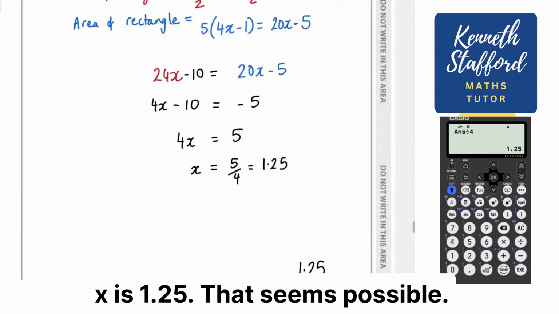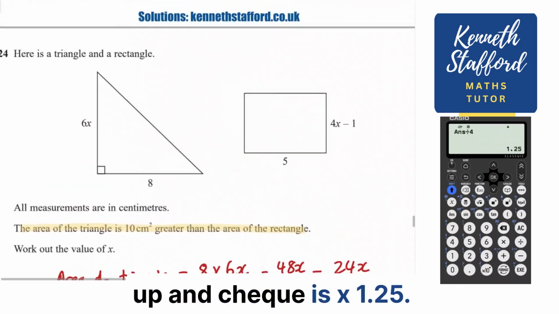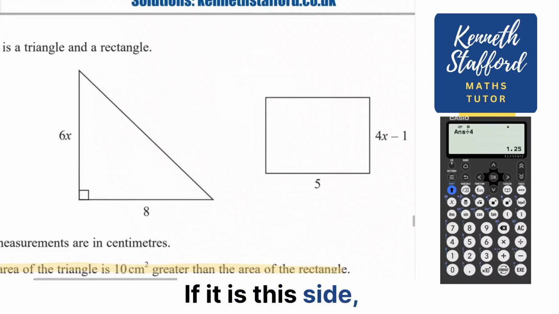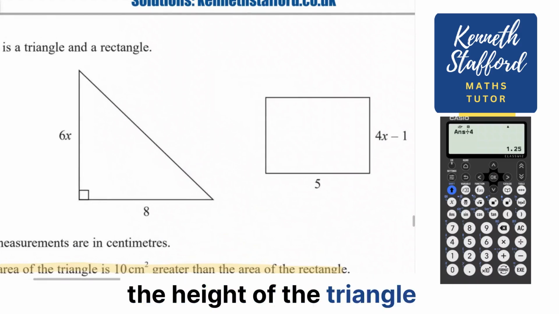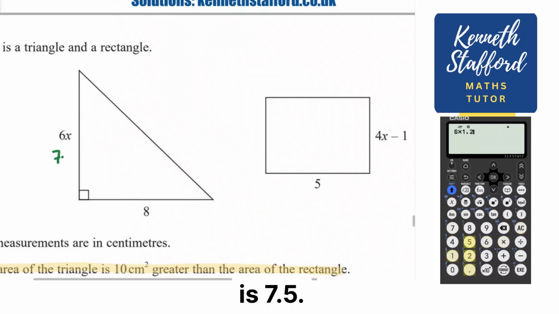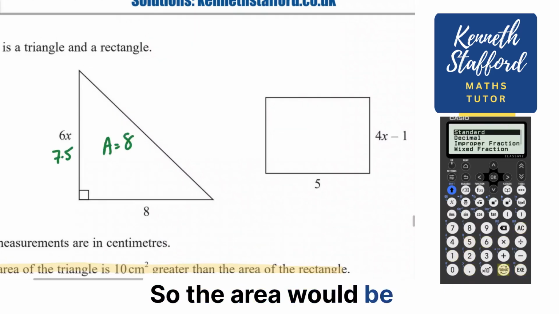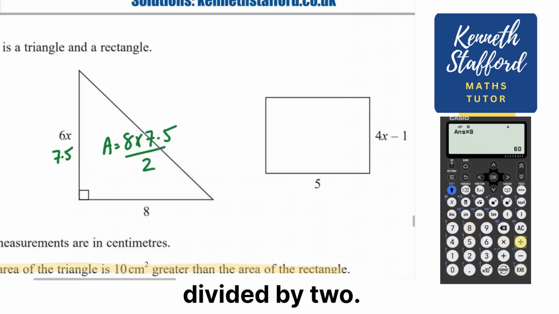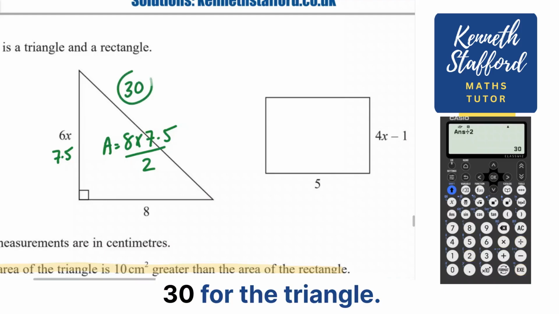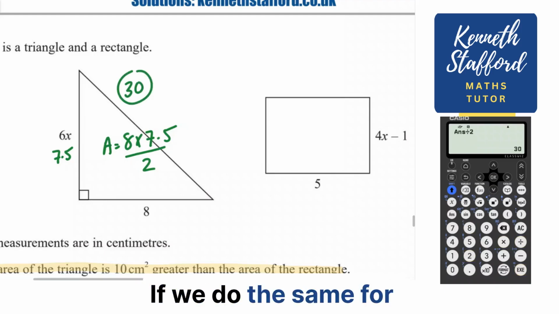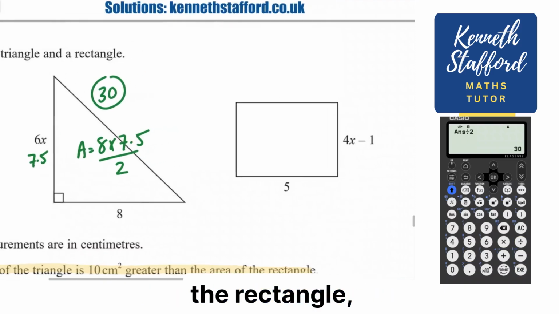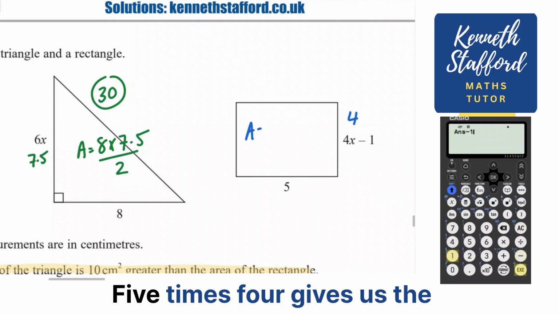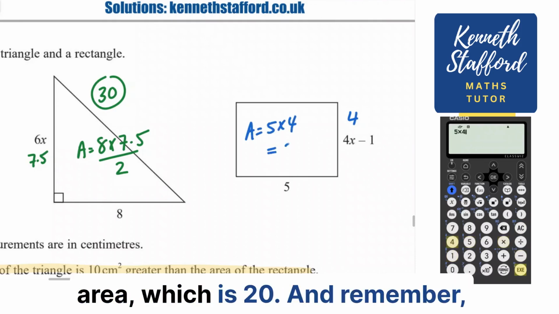That seems possible. Now what we can do here is come back up and check. Is x 1.25? If it is, 6 times 1.25, the height of the triangle, is 7.5. So the area would be 8 times 7.5, base times height, divided by 2. So I'm getting an area of 30 for the triangle. If we do the same for the rectangle, 4 times 1.25 is 5, take away 1 is 4. 5 times 4 gives us the area, which is 20.